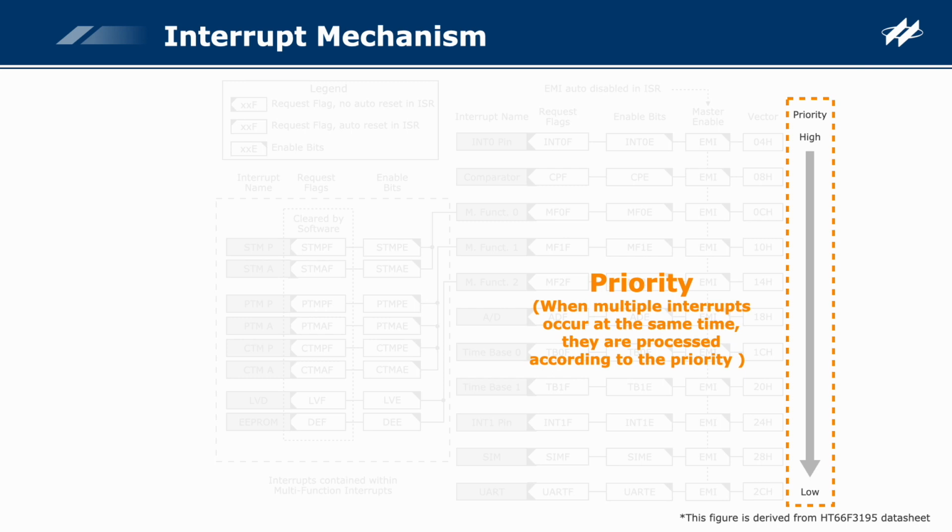When multiple interrupts occur at the same time, we need to use the interrupt priority to process. The smaller the address value of the interrupt vector, the higher the priority of the corresponding interrupt.